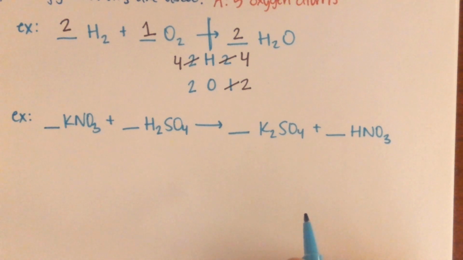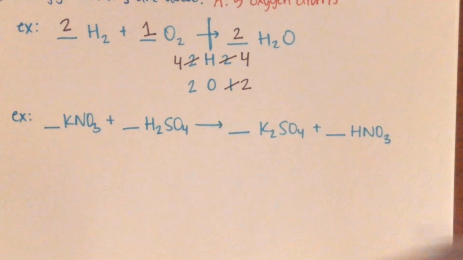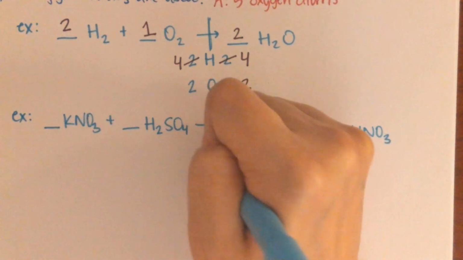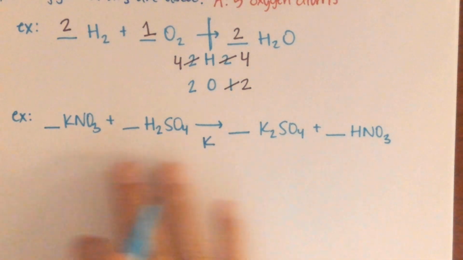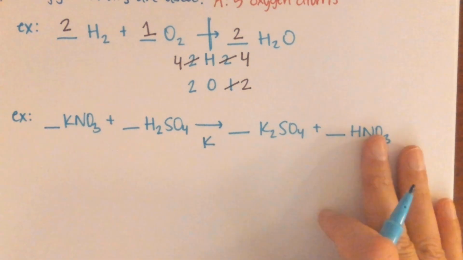Honestly, you can balance however you want, but if you do not like puzzles and you like to just balance boom, boom, boom quickly, I would suggest starting with metals first. So in this situation, it's K. And then after any metals that you use, so K, potassium is the only metal that we have.